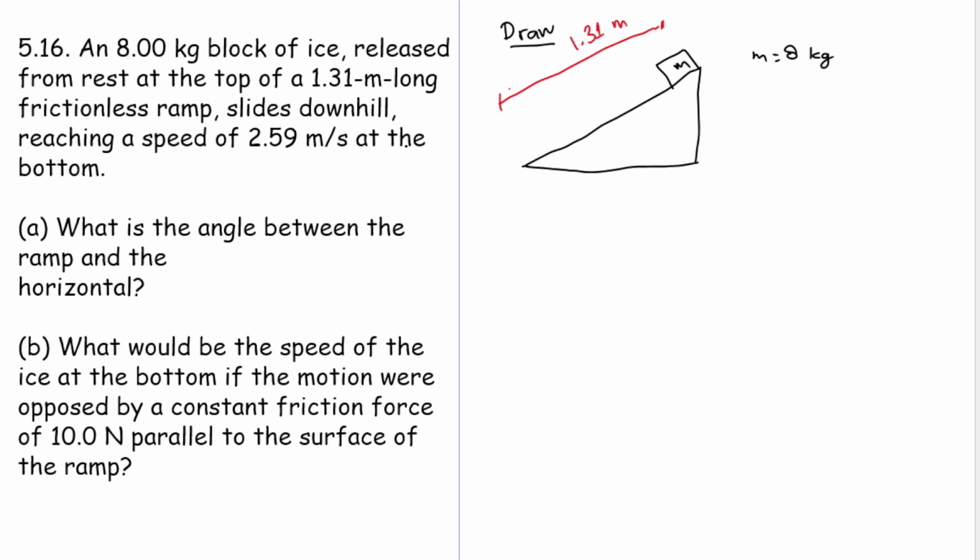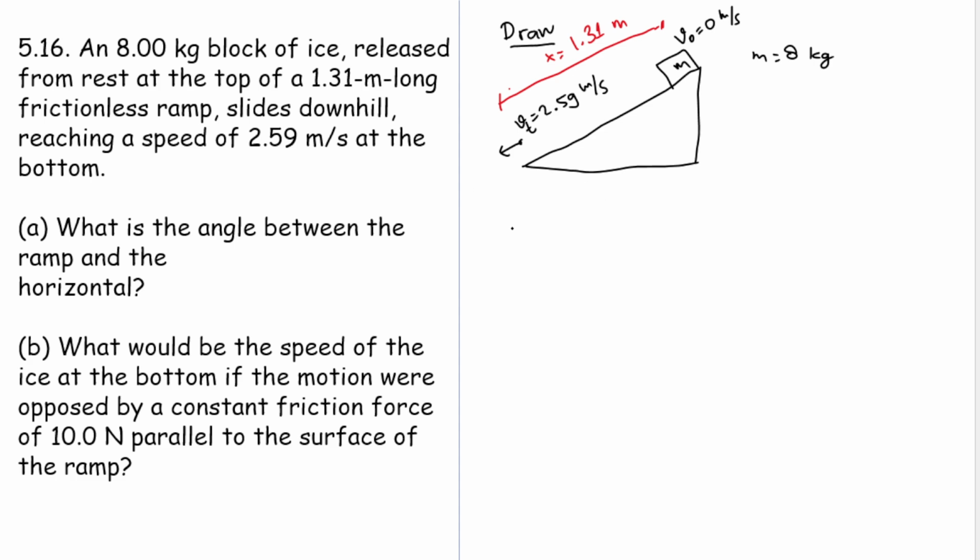Then the speed at the bottom, the speed v, will be 2.59 meters per second, and this is the final velocity. But it is released from rest, so the initial velocity v0 will be 0 meters per second. And we can use kinematics to calculate the acceleration, right? We know the length, the initial velocity, and the final velocity.